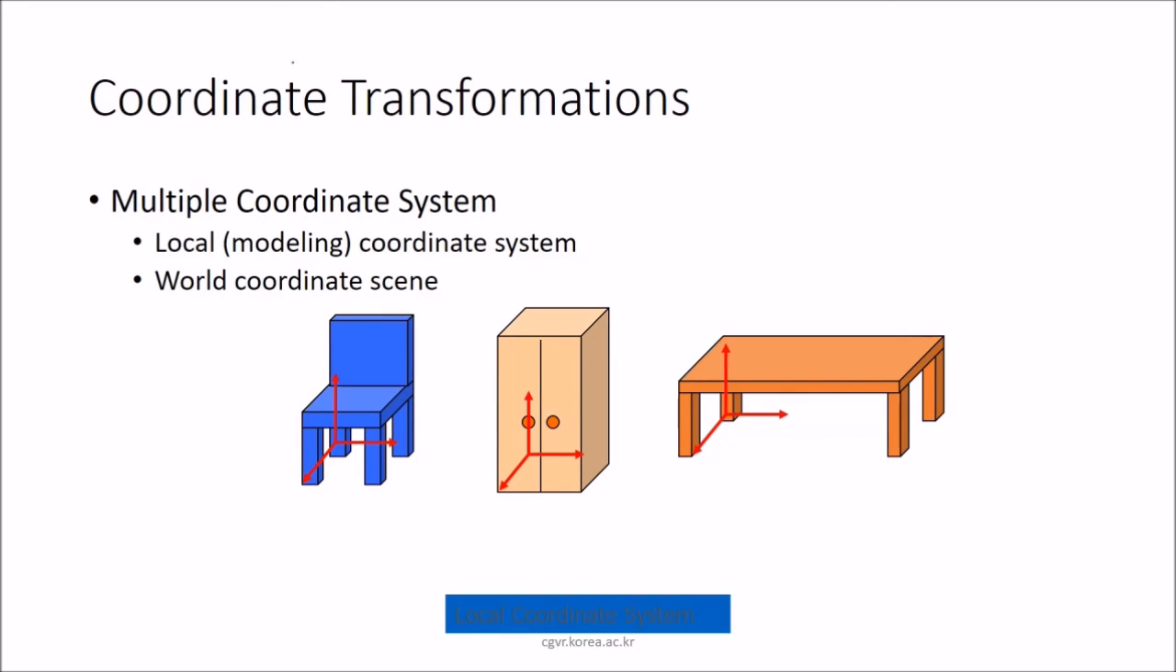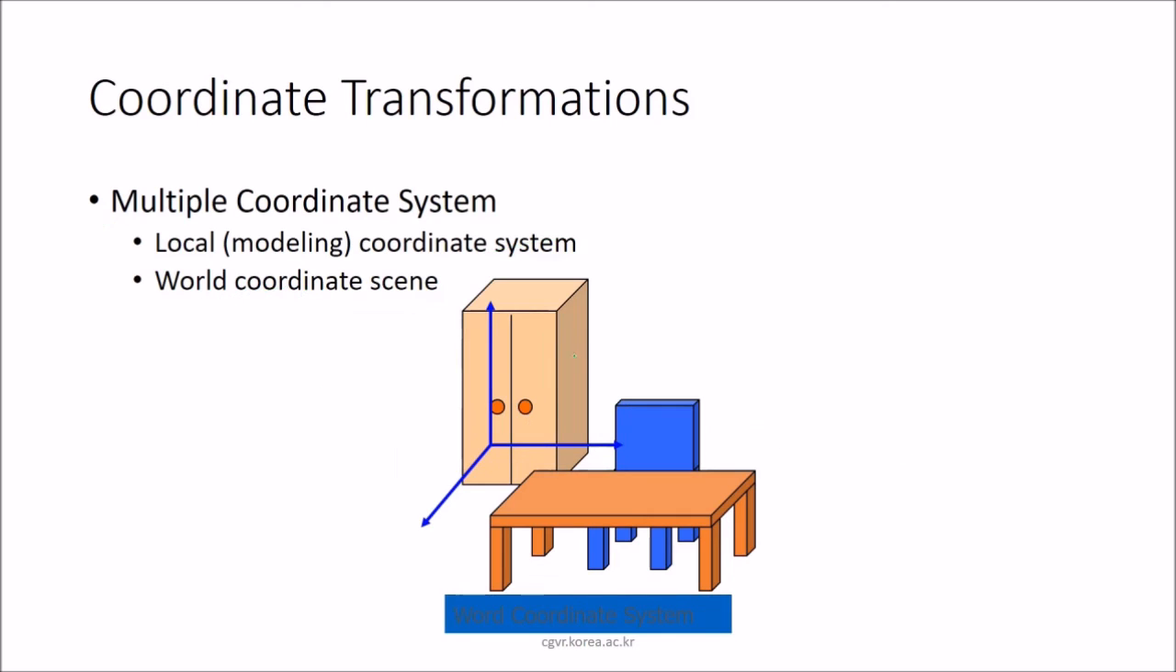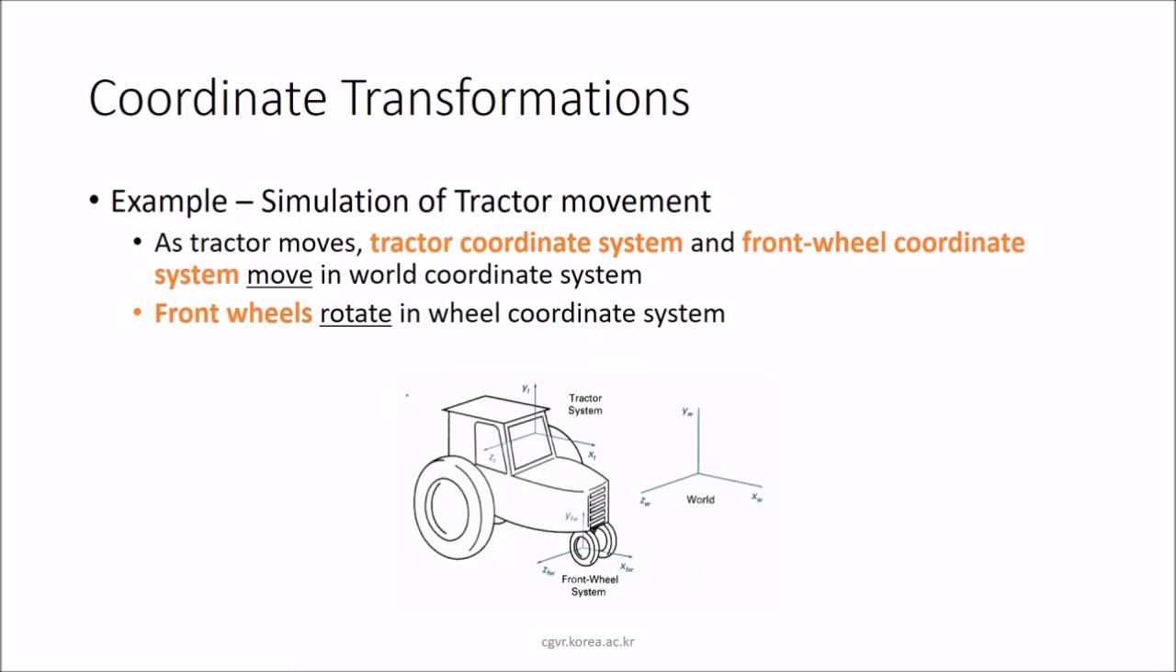Then we come to the coordinate transformation. What about multiple coordinate systems? You have a local coordinate system, that is the modeling coordinate system. You also have the world coordinate system. So this is the local coordinate system. This is the world coordinate system. So coordinate transformation means, for example, you want to simulate a tractor movement. So a tractor moves, that is, the tractor coordinate system will be there. Okay. Then this is the tractor coordinate system.